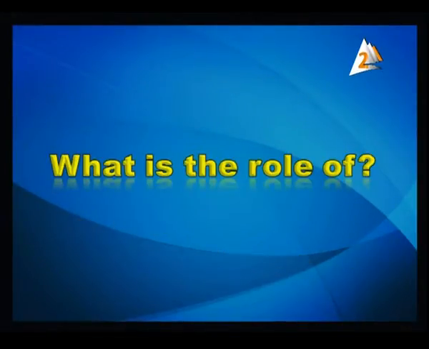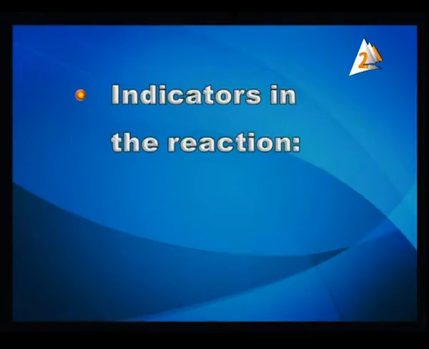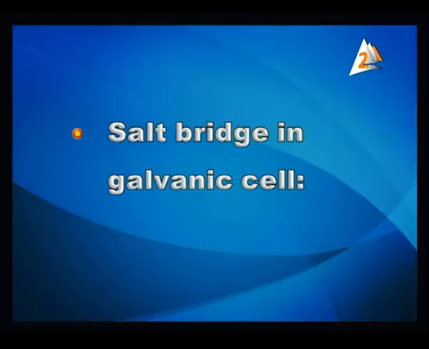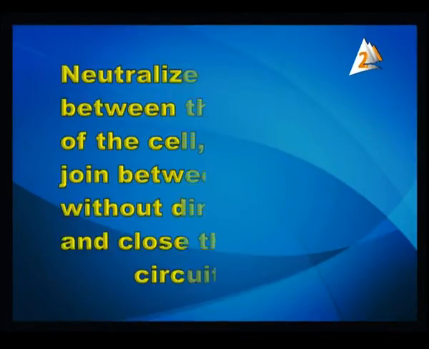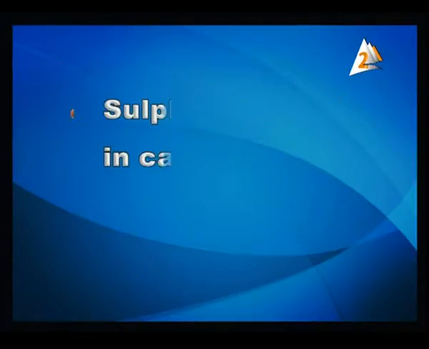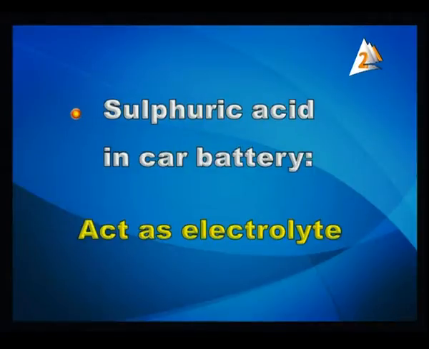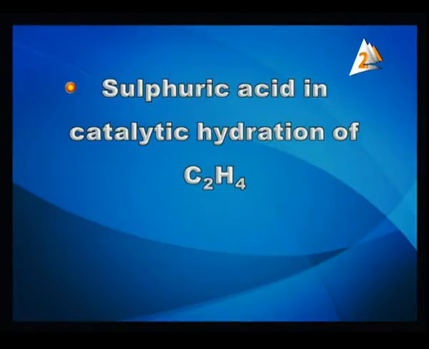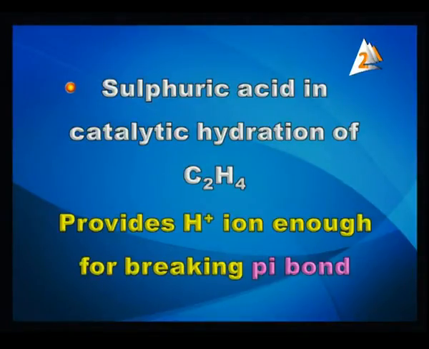Next type of question. What is the role of indicators in the reaction? It identifies the end point of the reaction. Salt bridge in galvanic cell: it neutralizes the excess ions between the two half cells and joins them without direct contact and closes the electric circuit. Sulfuric acid in car battery: it is an electrolyte. Sulfuric acid in catalytic hydration of ethene: it provides hydrogen ions enough to break the pi bond.